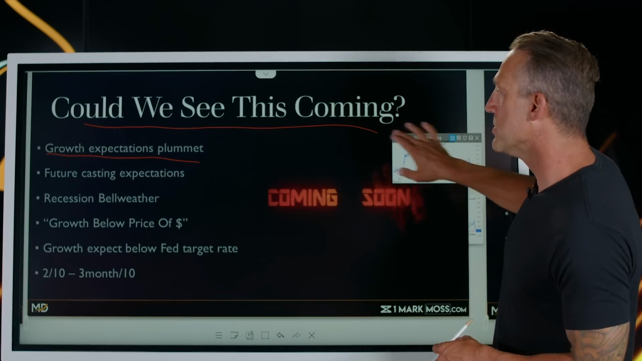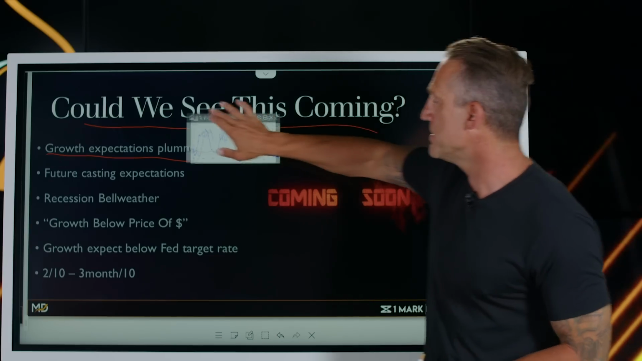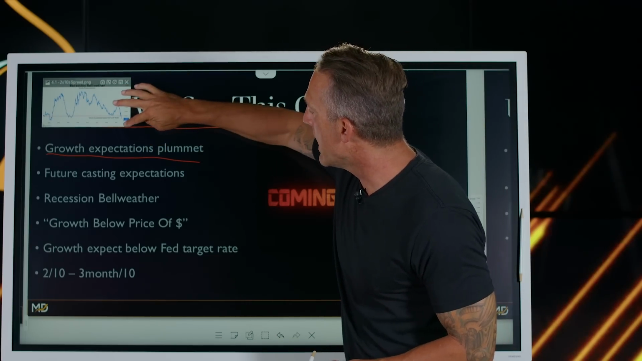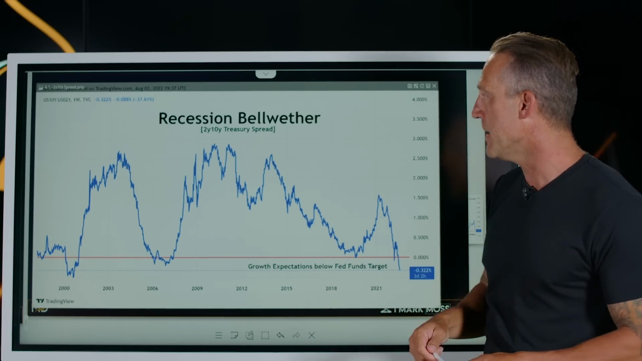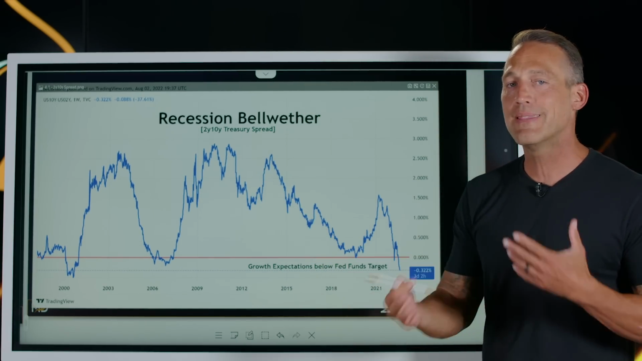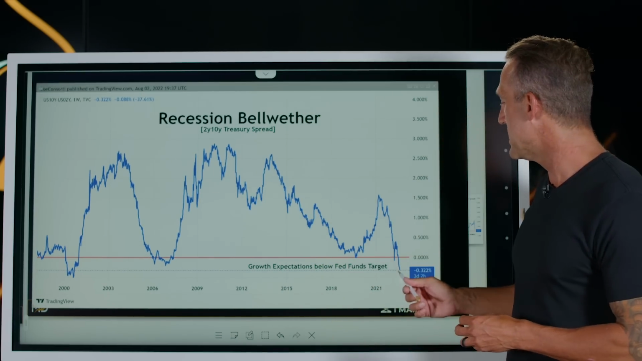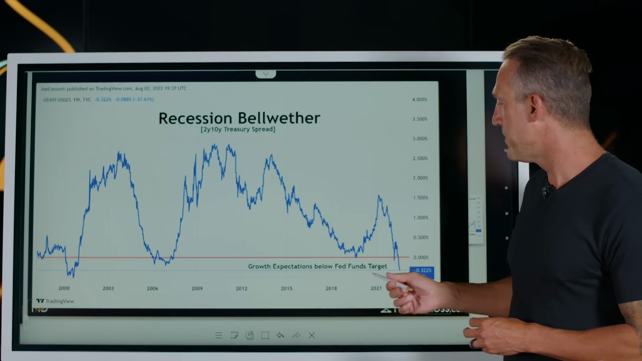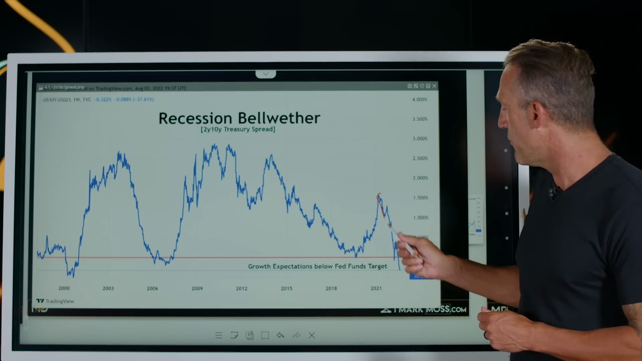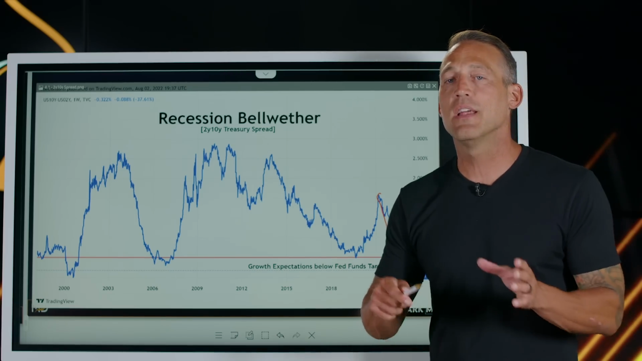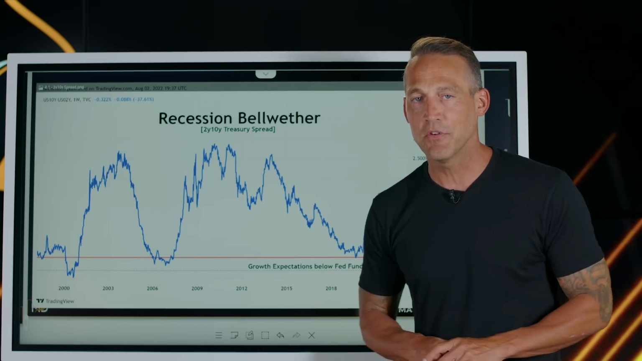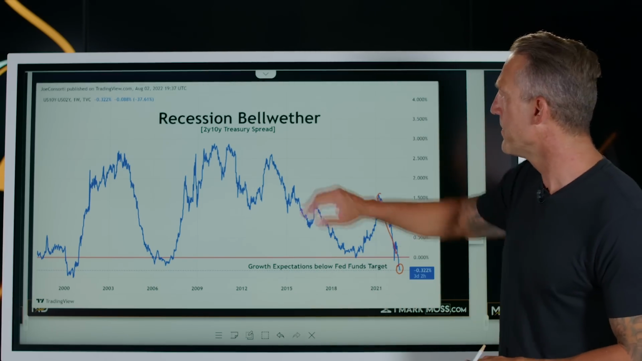Now, what we can also see in this bellwether chart is when we have growth being below the price of money. So this is a bellwether chart. This is the 2-year and the 10-year yield. And what we can see right here is, again, growth expectations have fallen below the Fed funds rate. So they're expecting more loss in the future, is what this is showing us.